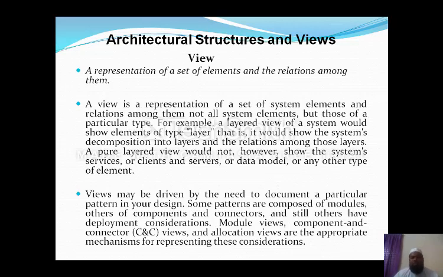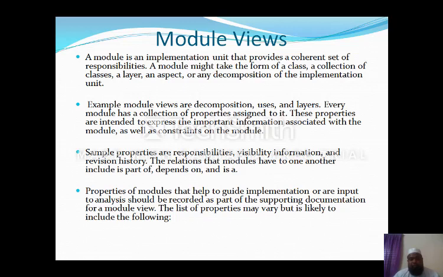Every model in a given software architecture you are going to be designing includes components and connectors. Without components and connectors, you cannot design any architecture. And still others have deployment considerations. Module views, component and connectors views, and allocation views are the appropriate mechanisms for representing these considerations. So views will play a vital role.